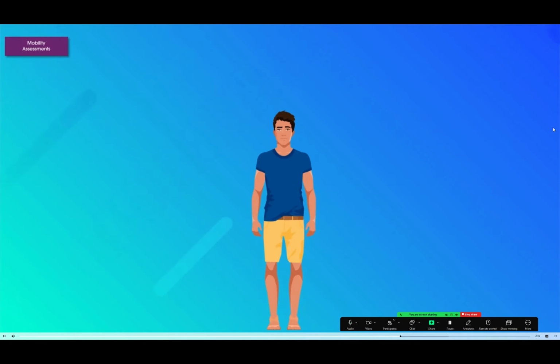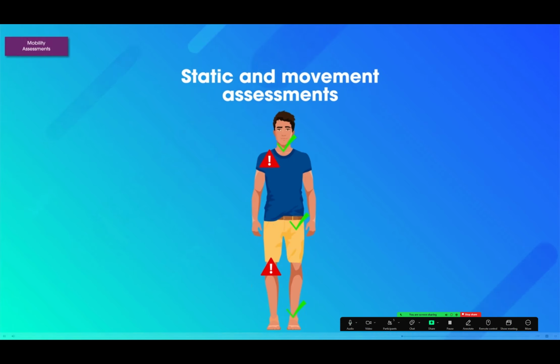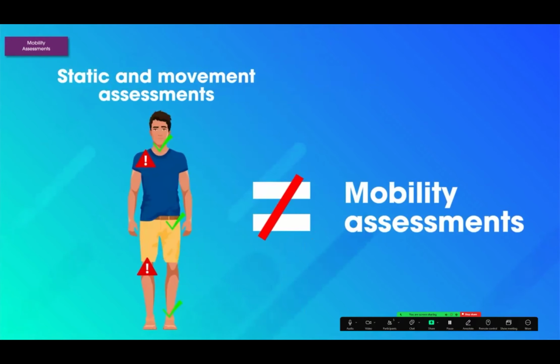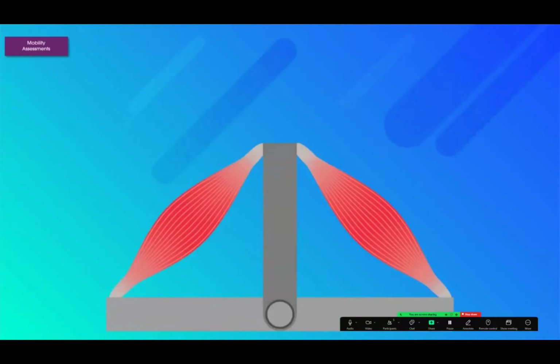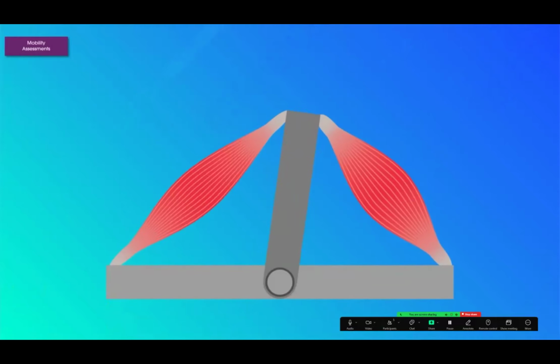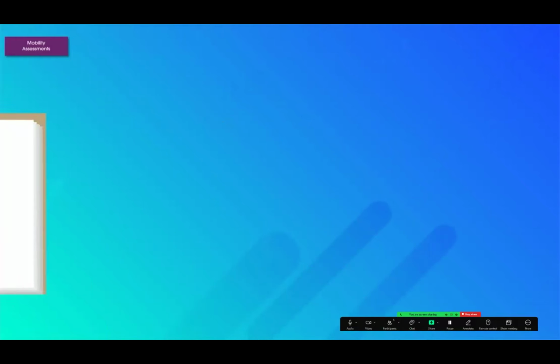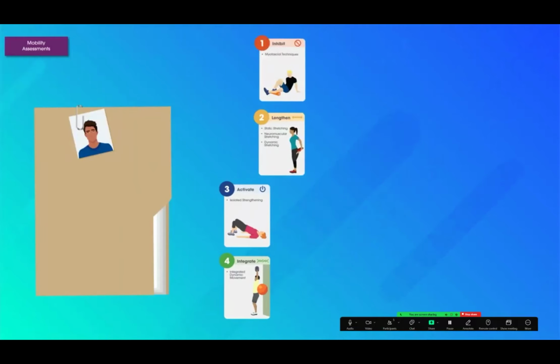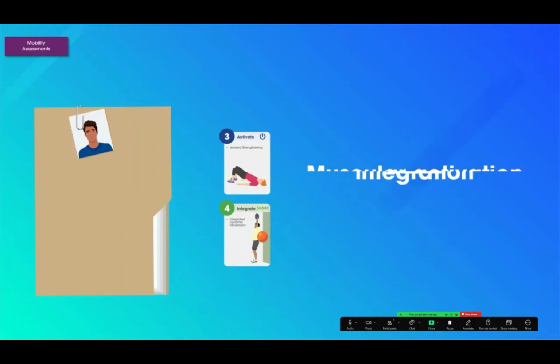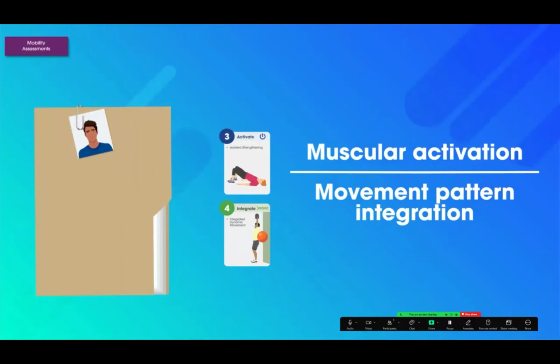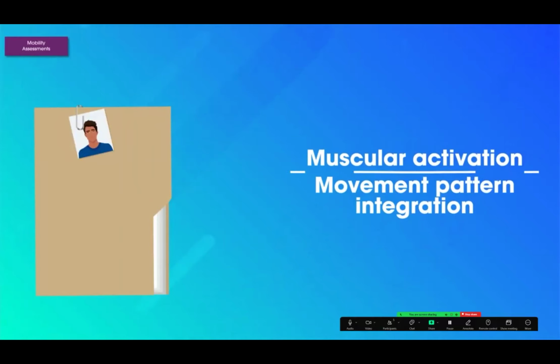If movement impairments are found in previous assessment stages, but your mobility assessments don't show any range of motion limitations at those impaired kinetic chain checkpoints, it probably means the culprit behind that impairment is related to underactive lengthened muscles more so than overactive shortened muscles. In this case, you can streamline your client's program design, focusing on muscular activation and movement pattern integration.